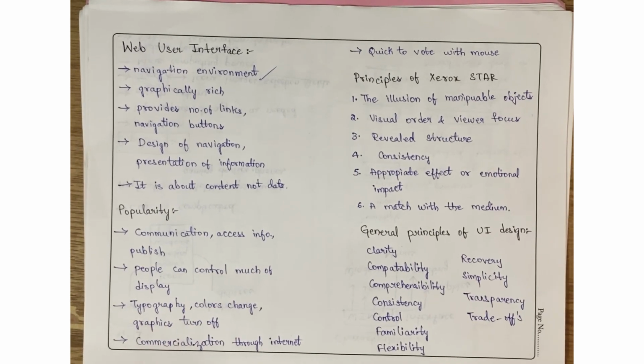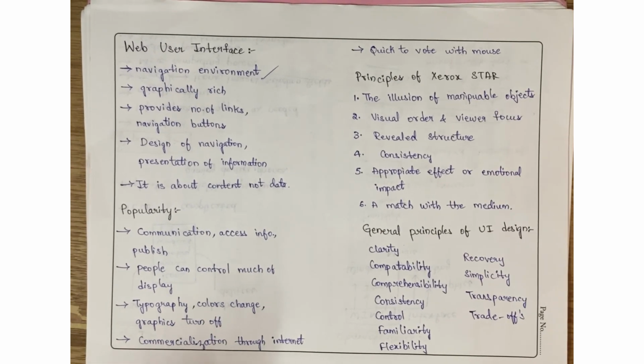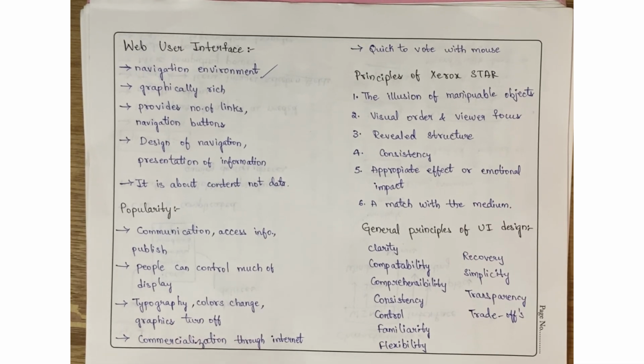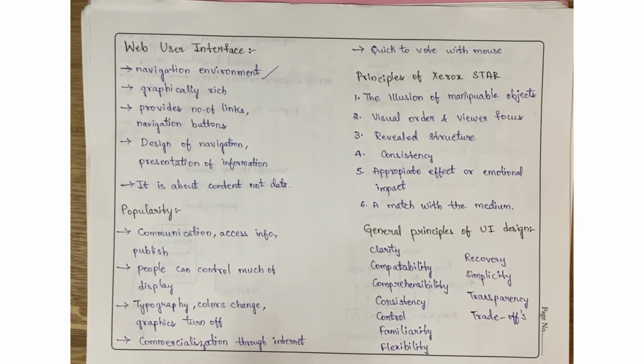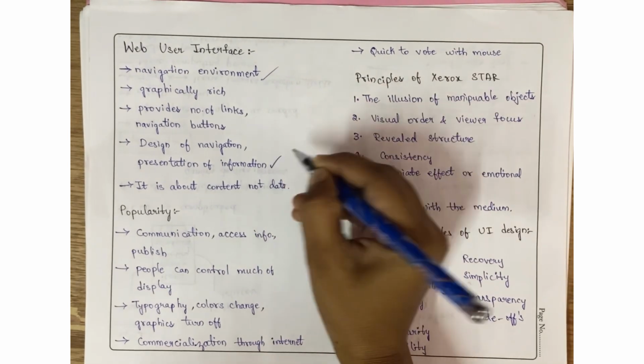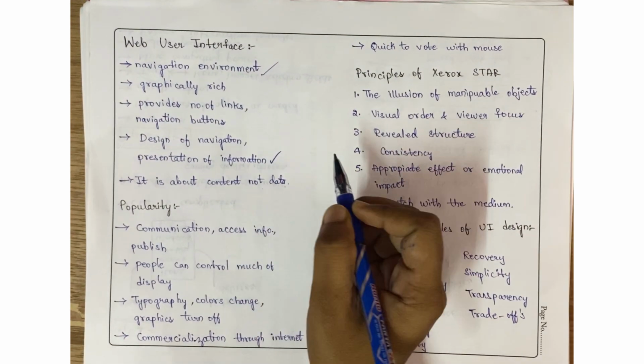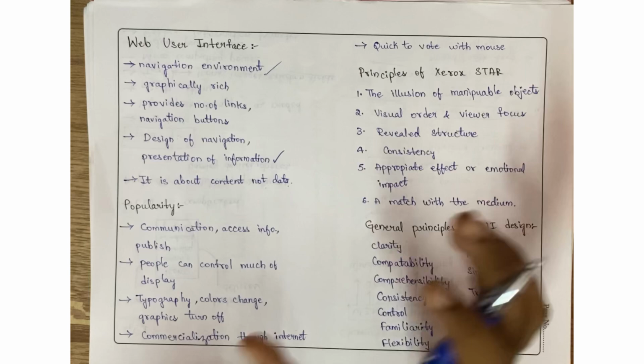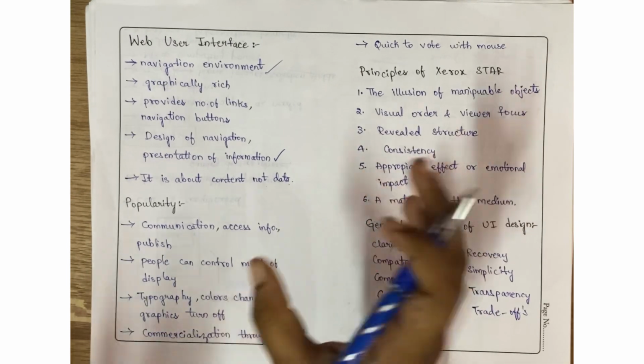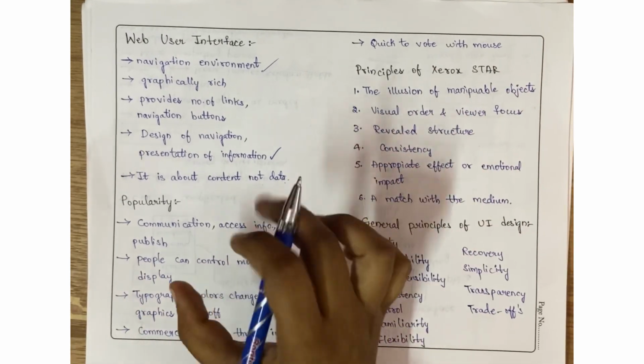The web user interface is essentially the design of navigation and the presentation of information. That means its main focus is on the presentation of information, and it is completely about the content and not about the data. That means how the information is presented and how it is formatted. It is mainly focused on those things.